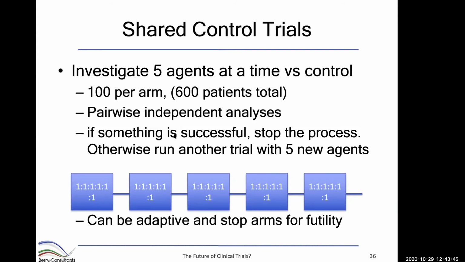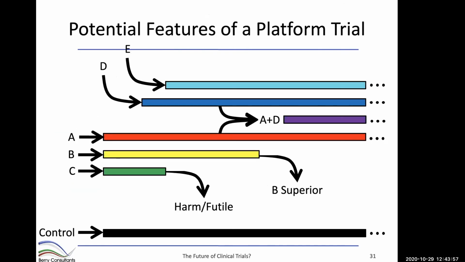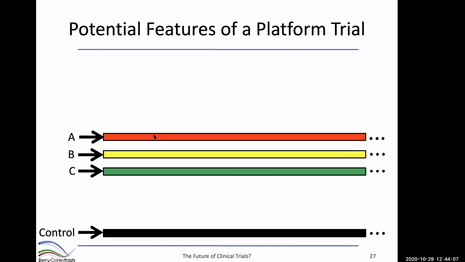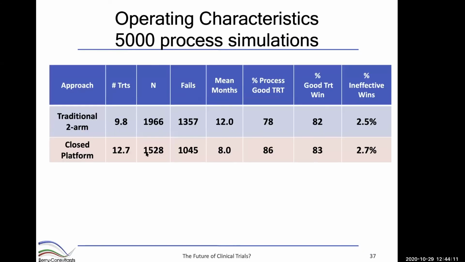All right, so this gets you down to 1,528. And the savings here is through the sharing of the control arm. So let me kind of back up a few slides. What we're really doing, and I guess it's several slides, this Alzheimer's example, we're essentially saying we know too much about control. And so by sharing it, we get some savings, 1,528.